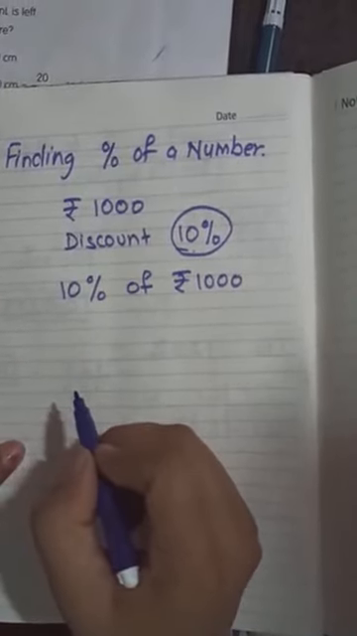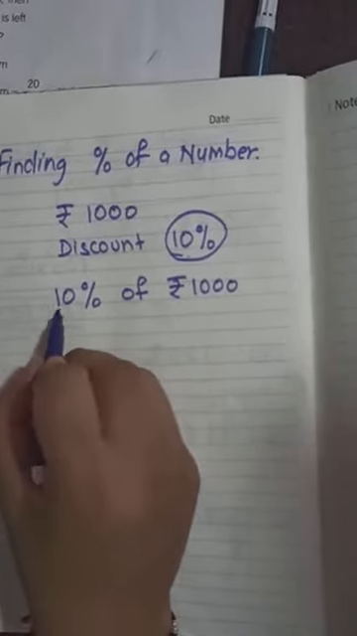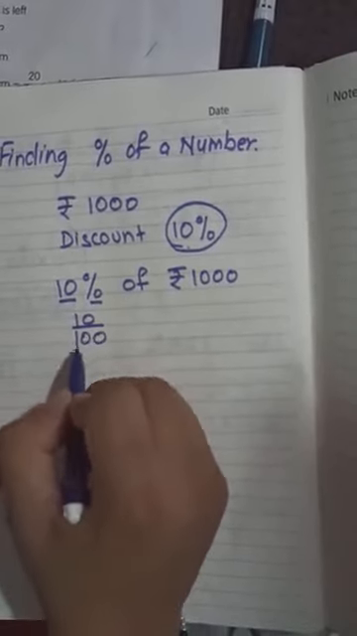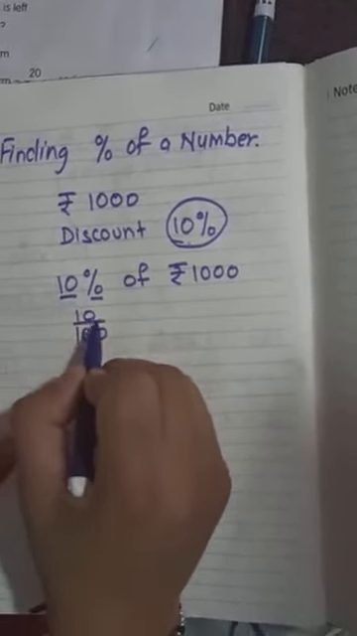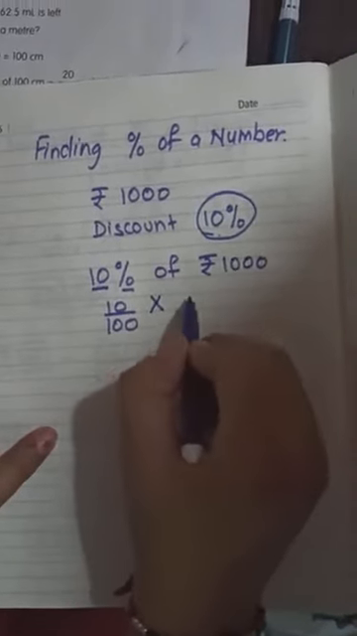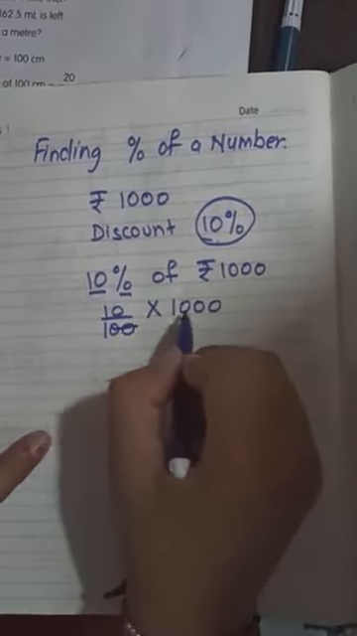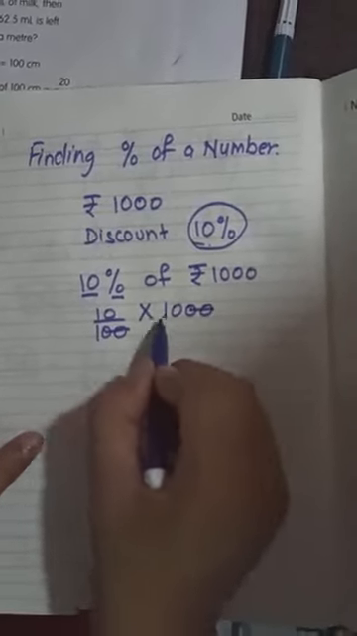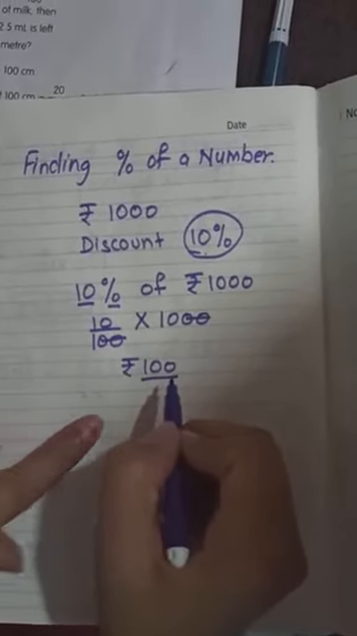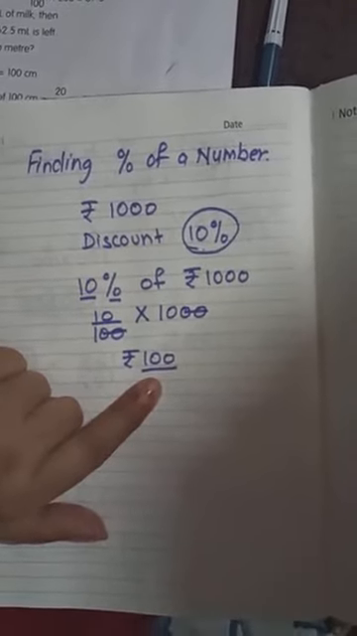You remember BODMAS? What does off stand for? Multiply. So how you are going to do it is, 10% means out of 100. 10% means 10 upon 100. Off means multiply. This is 1000 and now we will do the cutting. These two zeros cut with these two zeros. 10 tens are 100. That means when I am being offered a 10% discount, I have to pay 100 rupees less.